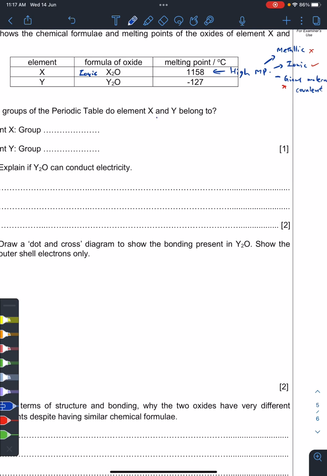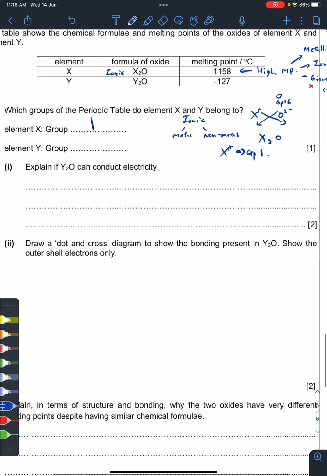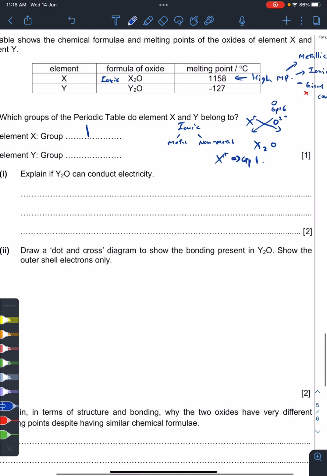Ionic means generally there's a metal and non-metal. If X2O, I know that O is group 16. O is O2 minus. So if you cross, actually X is plus, because if you cross, you get X2O. So X plus means it is going to be group 1. So group 1. Sodium, for example. Okay, next one.